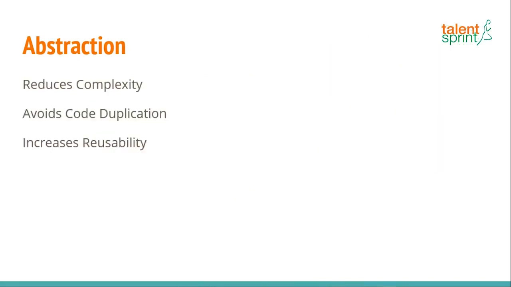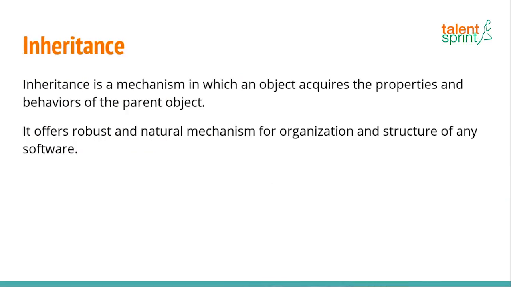So it provides reusability. Alright, now moving on to inheritance. Inheritance is a mechanism in which an object acquires the properties and behavior of the parent object, and it offers a robust and natural mechanism for organization and structure of a software. So let's say we have a class A which is inherited by class B.